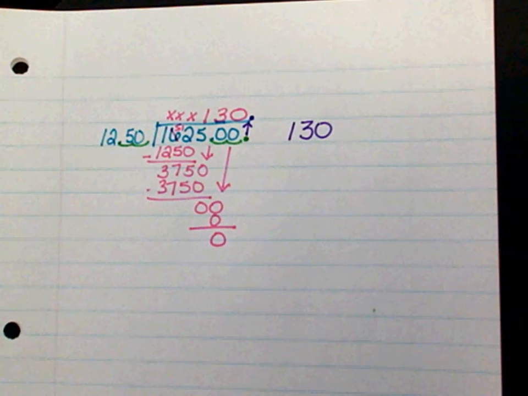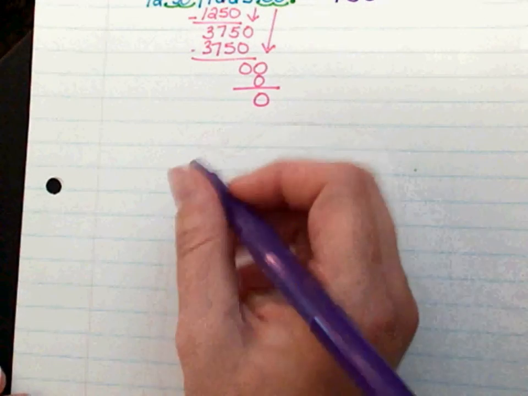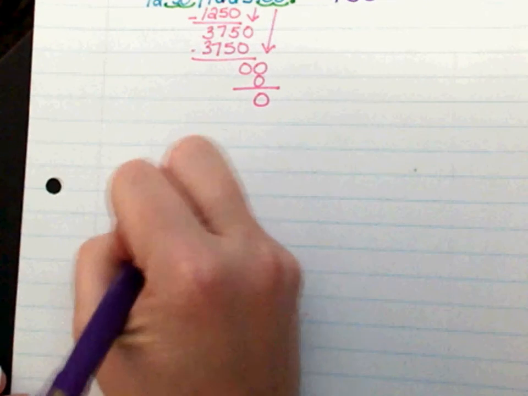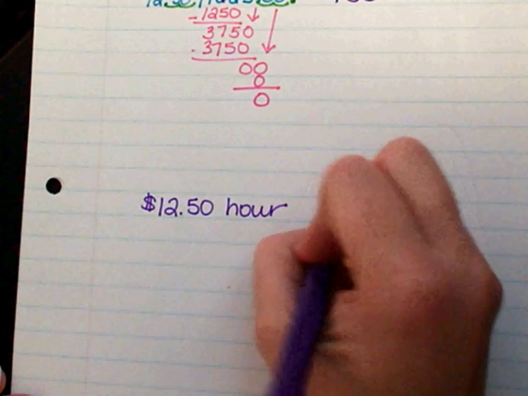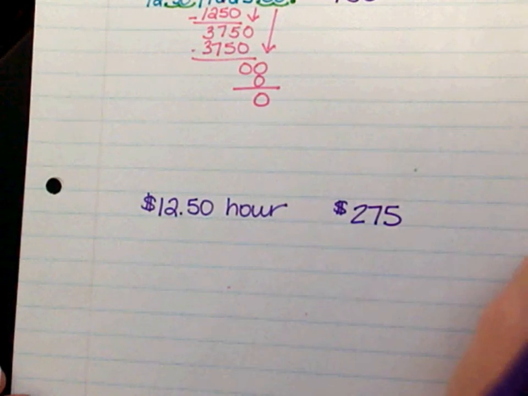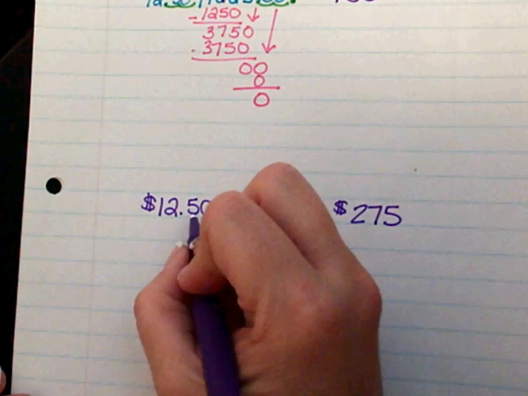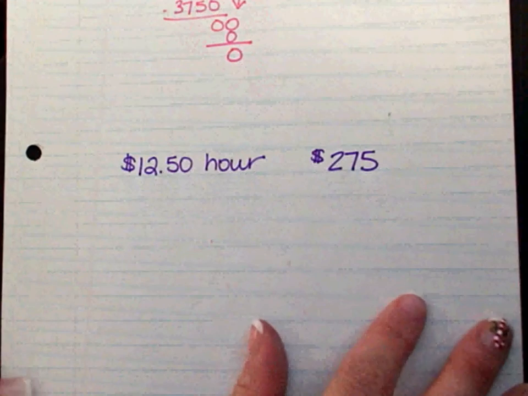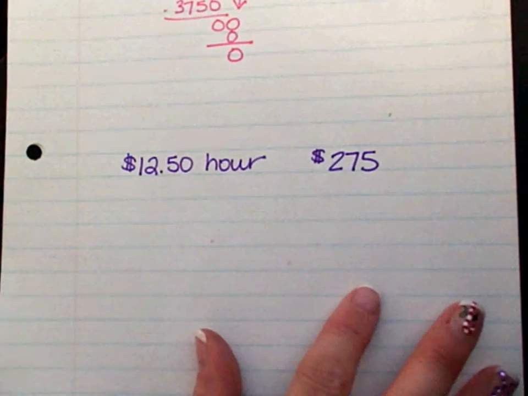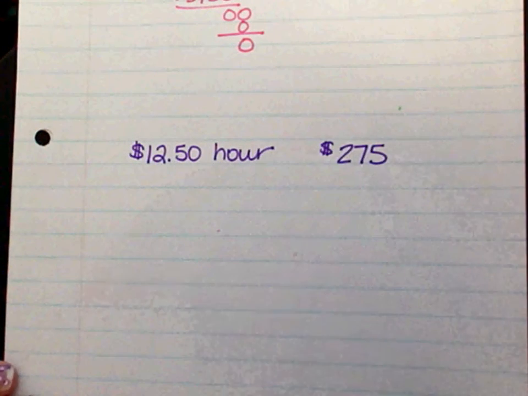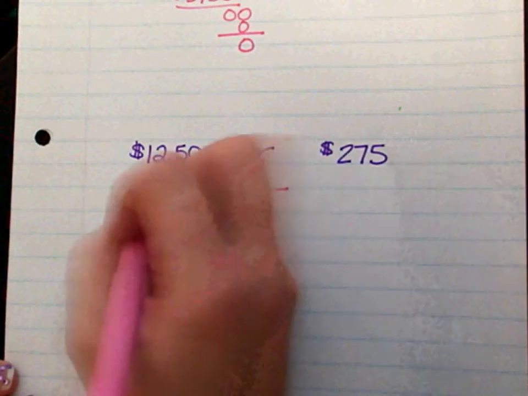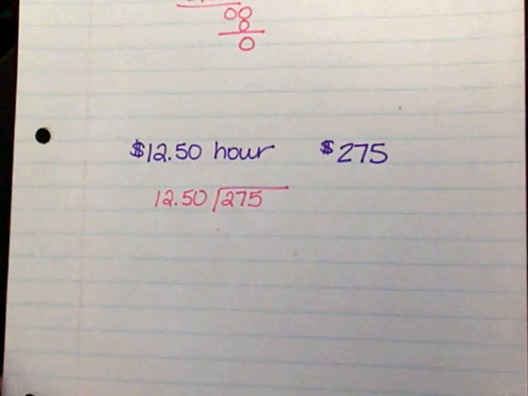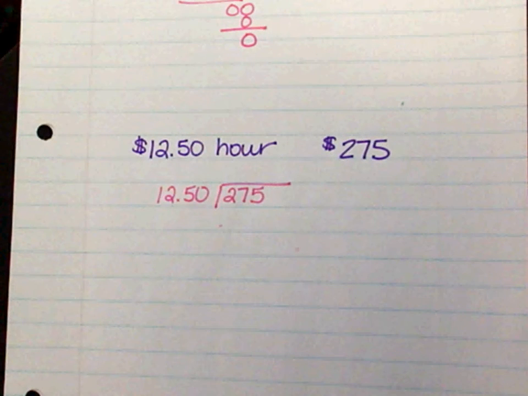Okay, let me give you another one and you can try it on your own. Let's say you're working at a job and you make $12.50 an hour and you want to save up for something big, and you know that item is going to cost $275. What you want to know is how long is it going to take? If you're making $12.50 an hour, how long before you can buy your TV or game system or whatever it is that you're buying? Well, that's a division problem.